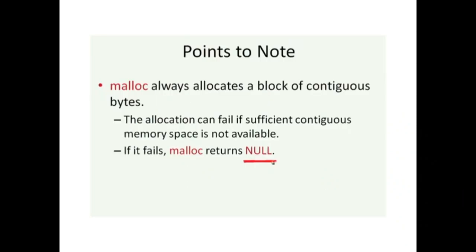Now malloc always allocates a block of contiguous bytes, so the allocation can fail if sufficient contiguous memory space is not available. And if it fails, then malloc returns null.